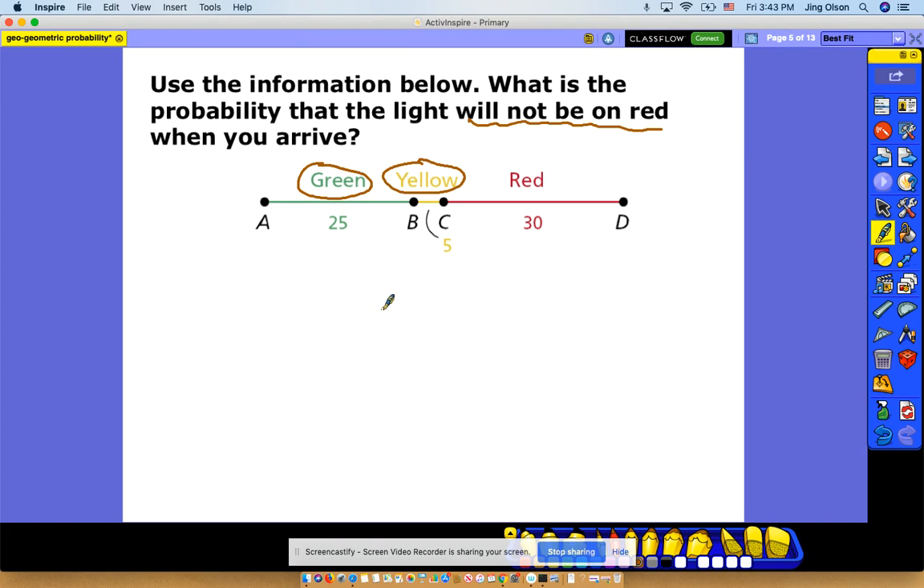on yellow. Okay, so how many seconds does the green light last? 25. How many seconds does the yellow light last? 5. So 25 plus 5 is 30. And how long does it take the lights to go around one cycle? So 25 plus 5 is 30, 30 plus 30 is 60. So it's 1/2. So you have a 50% chance when you arrive that the light is not on red, so either green or yellow.